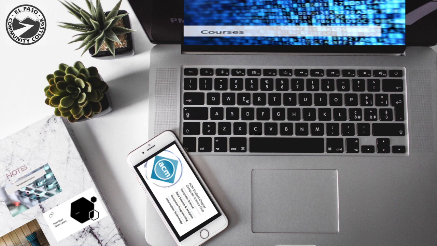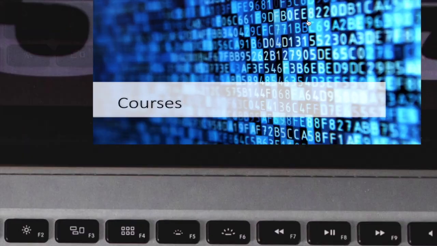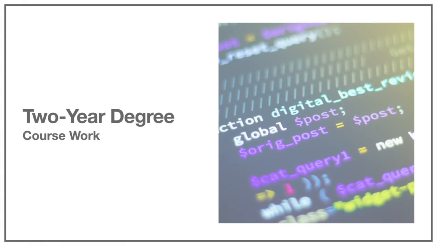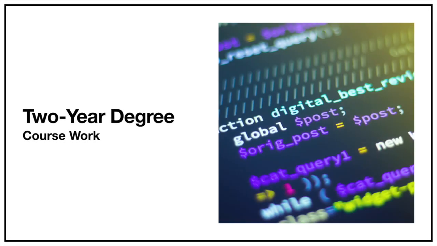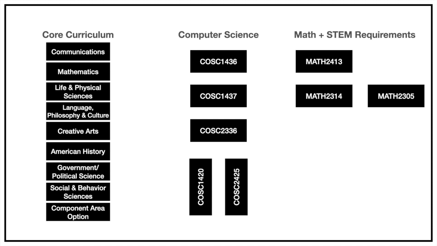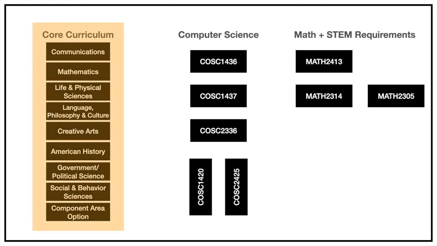Let us start with the courses that we offer. We're going to show you the 2-year degree coursework that you will require to take in order to obtain an associate degree in computer science. On the left-hand side, you can see the core curriculum. These courses you will require to take for any degree that you would like to pursue. So make sure you budget your time in order to take all of these courses during the next 2 years.